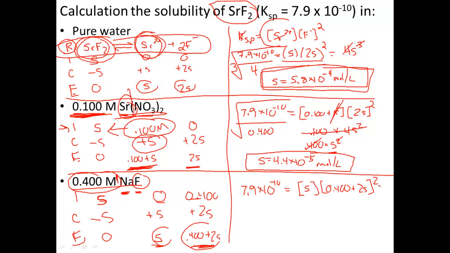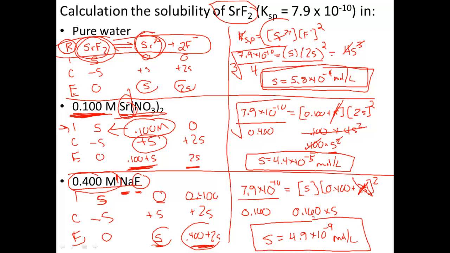Now before you start solving here, keep it easy on yourself. When you add S or even 2S amount to the initial amount here, S is so small because K is small, so this is going to be negligible. Okay, so really what we have here is 0.4 squared and S. So 0.4 squared is 0.160, and that times the S here. So combine the 0.4 squared and the S there, we get 0.16 times S. So we're going to divide this by 0.16, and that will be the solubility. Solubility is equal to 4.9 times 10 to the negative 9th moles per liter.